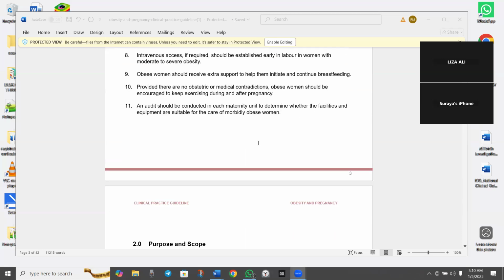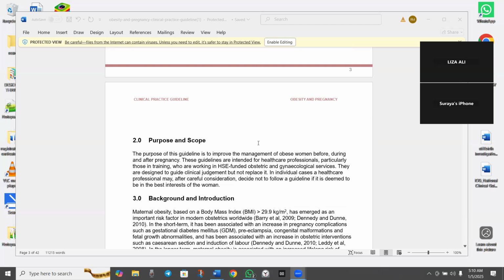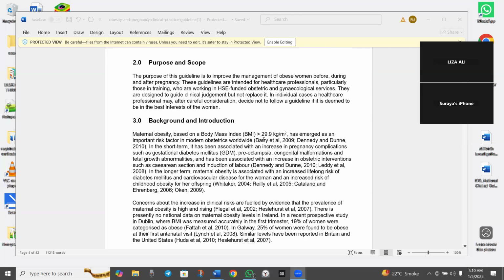Clear, Dr. Surya? Yes, it's clear. In the group, I have written about the obesity risk rate in Ireland, because this is an Irish exam we are going to give. Obesity, BMI, is increasing in Ireland. And if it is increasing, how much is it increasing? They don't have the data.